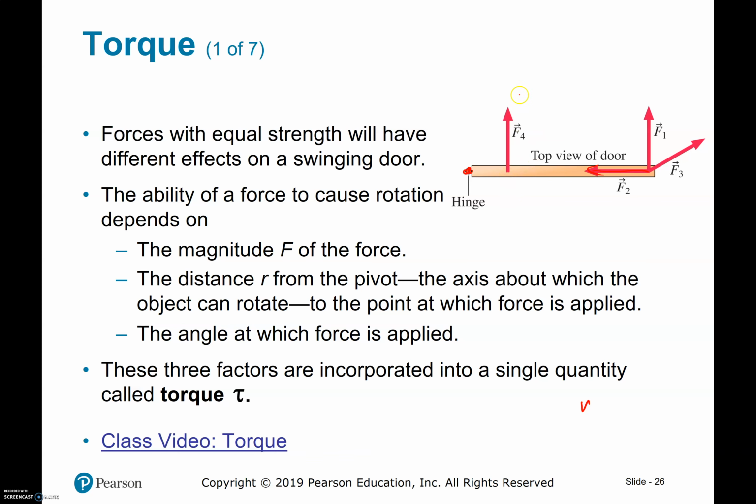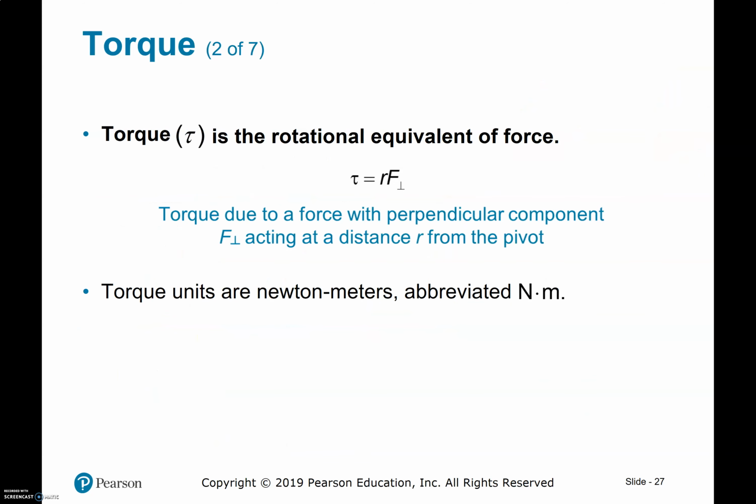So there is a torque produced by this force, there is a torque produced by this force, and there is a torque produced by this force. You can see that the torque depends on the magnitude of the force and also on this distance. The farther you are, the higher the torque. And it also depends on this angle. If you have a force applied in that direction, you're never going to open the door. You need to have at least some component in this direction. So we have all the ingredients to define torque.